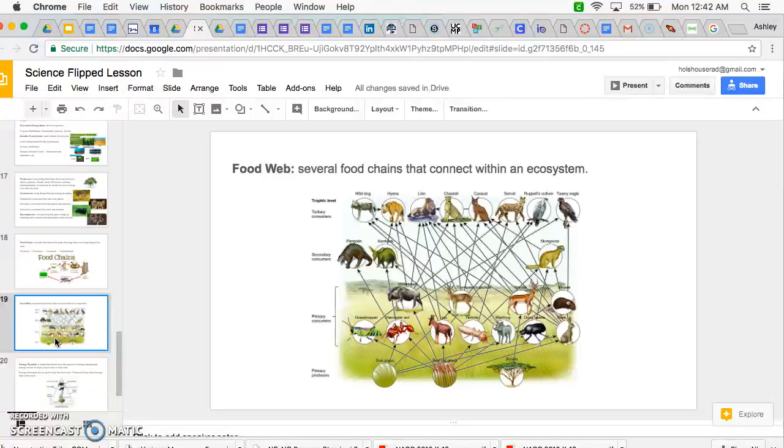Next, we have a food web. It is several food chains that connect within an ecosystem. So this is an example of a savanna ecosystem. You have your producers on the bottom. You have your herbivores or primary consumers in your second layer. You have your secondary consumers in your third layer, and then you have your top layer as your tertiary consumers.